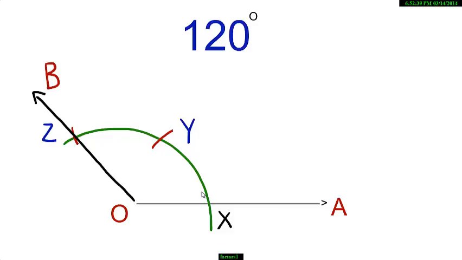Use your standard angle to measure angle AOB. Isn't angle AOB equal to angle XOY plus angle YOZ? Do each of these angles measure 60 degrees? What is 60 plus 60? Is it not 120 degrees?